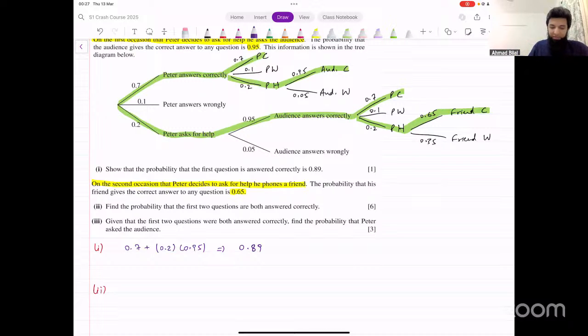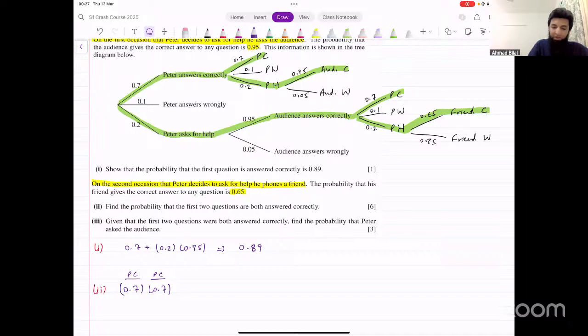The first case is 0.7 times 0.7. That is when he answers correctly himself both times. Now, when you have a conditional probability question, it often helps to label these probabilities. That will be helpful in the next part. So I'll be labeling them like this.